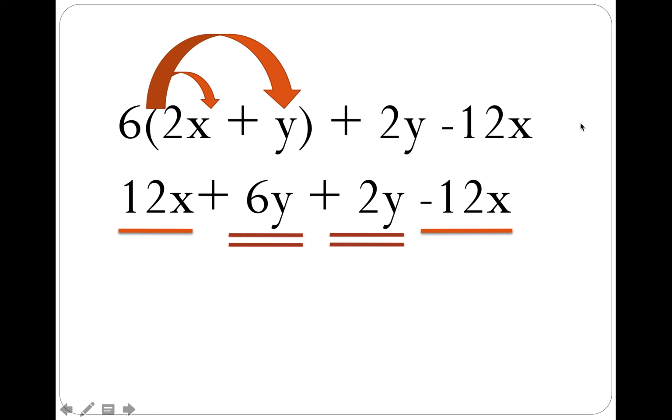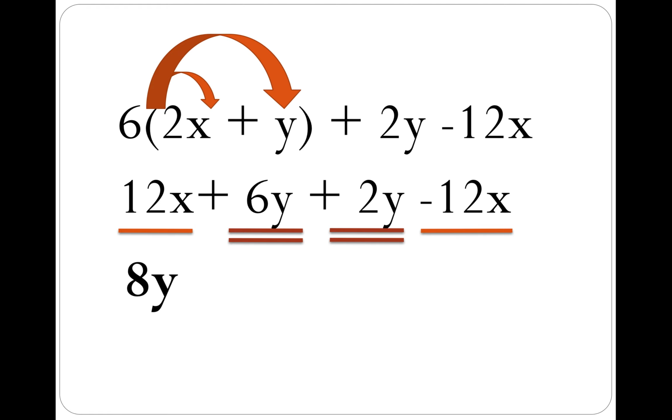Then we combine the x's. They actually cancel out. 12x minus 12x is 0x, which is 0, and the y's add together to make 8y. So again, we're just simplifying the expression. We're not solving. We still don't know the value of y, but we know that this top expression has the same value as just 8 times y.